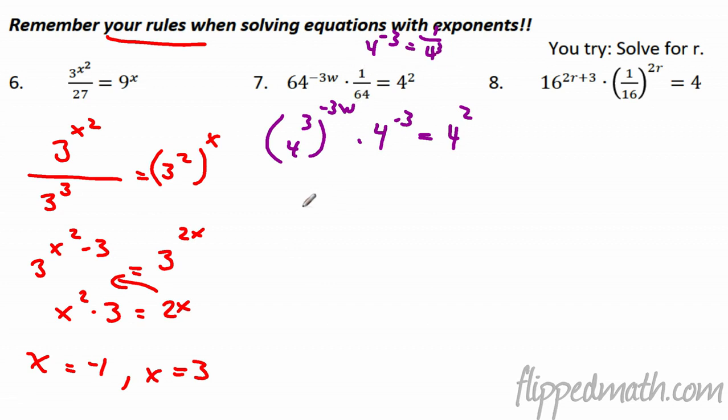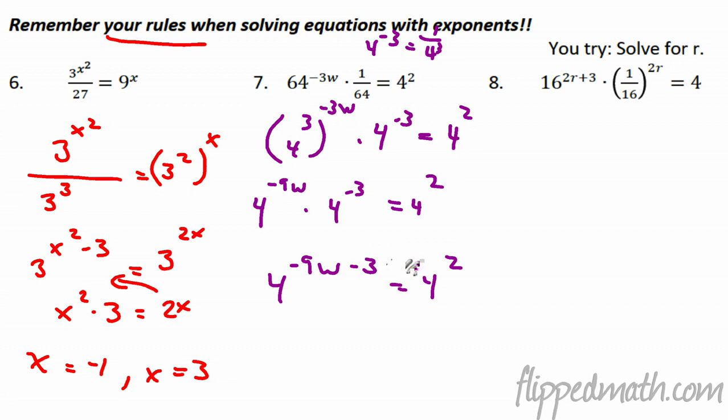So at this point now, what am I going to do? I'm going to multiply those exponents. So 4 to the -9w times 4 to the -3 is going to equal 4 squared. At this point, remember our rules, when they're side by side here, this is the product property, you can add those together. So we're going to get 4 to the -9w minus 3. I just added those together. You can do plus -3. That's going to equal 4 to the second power.